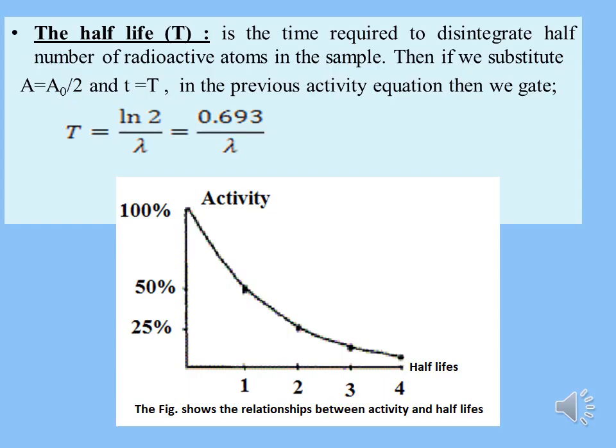The half-life, T, is defined as the time required to disintegrate half the number of radioactive atoms in the sample. Then if we substitute A by A sub 0 over 2 and the time, t, by the half-life time, T, in the previous activity equation, we get the following equation. The half-life time, T, equals the natural log of 2 divided by the decay constant, lambda. You can see from the figure that the activity of the sample decreases exponentially with time. The first half-life time corresponds to 50% activity, and the second half-life time corresponds to 25% activity.